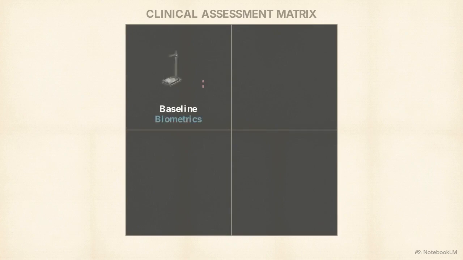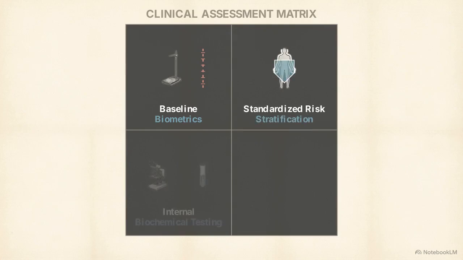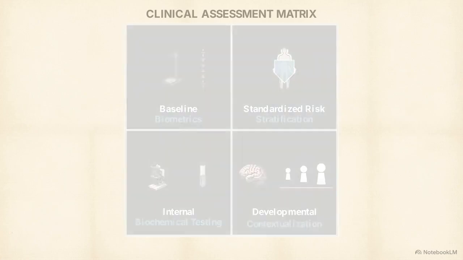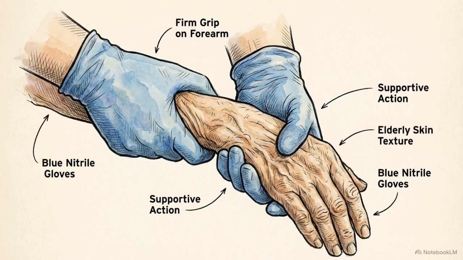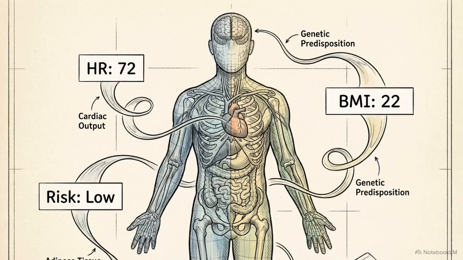This relies on 4 specific pillars: baseline biometrics, standardized risk stratification, internal biochemical testing, and developmental contextualization. A highly effective nurse uses these physical metrics and psychological stages to actively anticipate and prevent patient harm, rather than simply reacting to it once it occurs. The result is a living, multidimensional profile, the baseline record used to calibrate subsequent care.